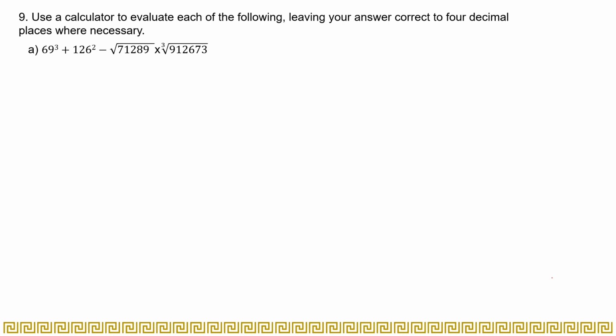Welcome to video number 8 of the series on New Syllabus Mathematics 7th edition. In today's video we are going to solve question number 9 of chapter 1, which says use a calculator to evaluate each of the following, leaving your answer correct to 4 decimal places.